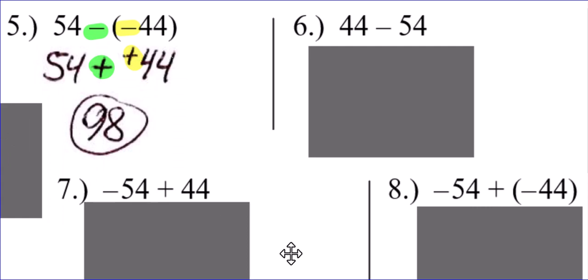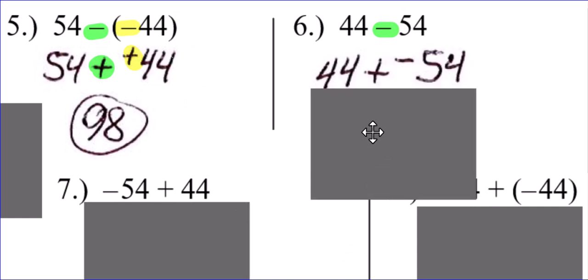Problem number 6. This one has subtraction in between. So let's do it again, just like we did on number 5. Subtraction becomes adding the opposite. First number stays the same. Subtraction becomes addition. And the number that was to the right of the subtraction, which used to be a positive 54, now becomes its opposite, negative 54.